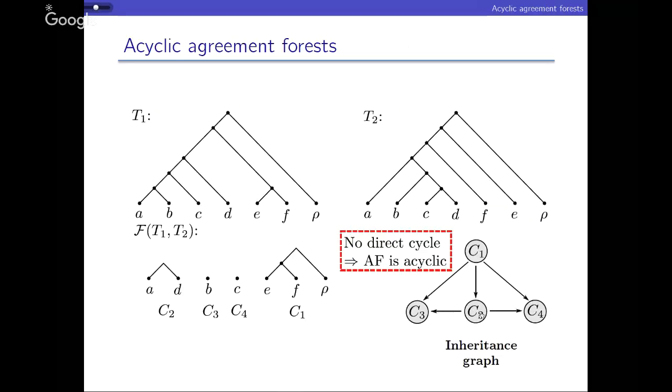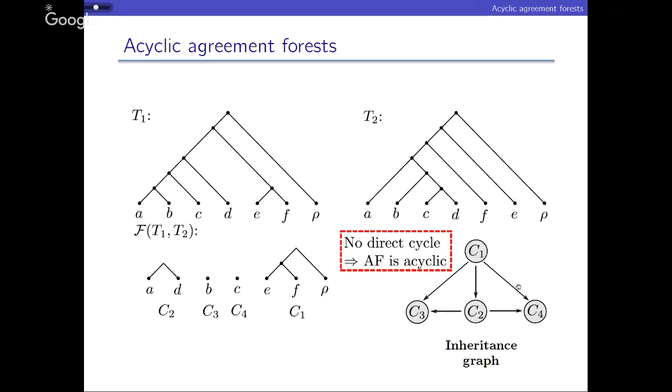So C1, 2, 3, and 4, we have four components. And we add a directed edge between two components if the root of the first component is an ancestor of the root of the second component in one of the two trees. So for example, here we have the root of C2, AD, is that one. And it's an ancestor of both B and C. And this is why we added these two edges. And if you look at the root of the component C1, it's here, it's the root of T2, and is obviously an ancestor of all other roots of the components. So this is why we added these three edges.